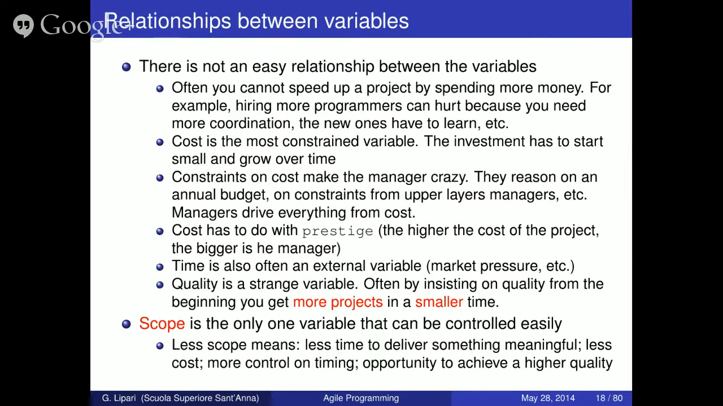These constraints on cost make the manager crazy because you have to understand how the manager works in a company. In fact, most managers work on an annual budget. So basically they go to this company meeting and they are assigned a certain budget for that year. So in 2014, you have to spend so much. Okay, now managers drive everything from cost, and cost has to do with prestige. So the higher the cost of the project, the bigger is the manager. And finally, the manager has to spend everything it asked for.